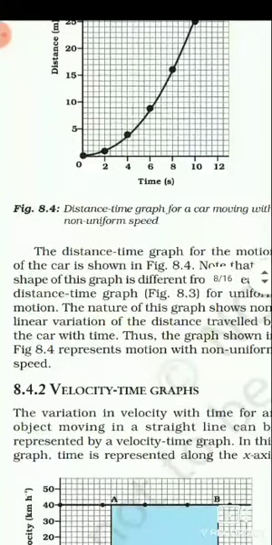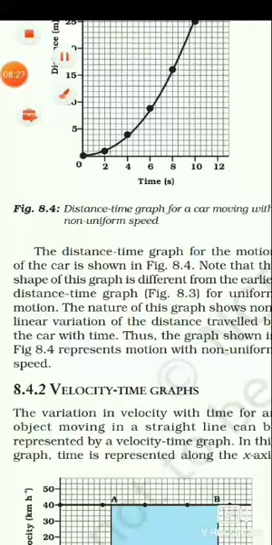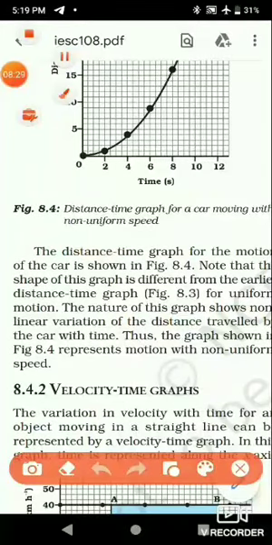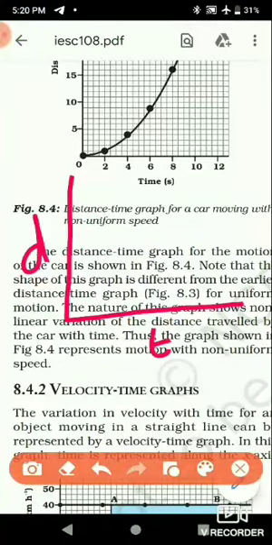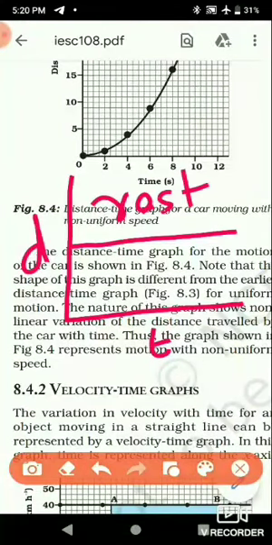And one more thing, what will be the distance-time graph for rest? Now, distance-time graph for a rest object means time passes, but the distance from the reference or origin remains the same. That means a straight line which is parallel to the time axis. So this is the graph for rest. So we have got the distance-time graph for uniform, non-uniform and for rest object.